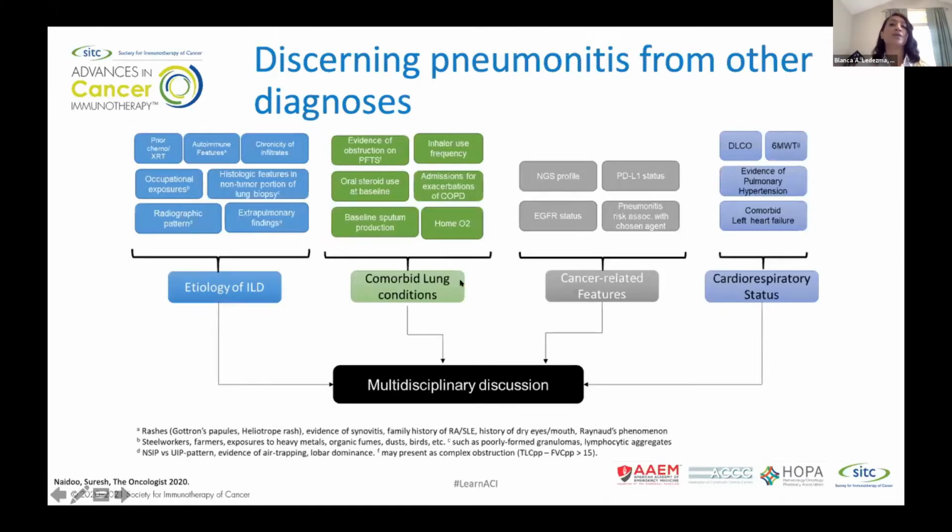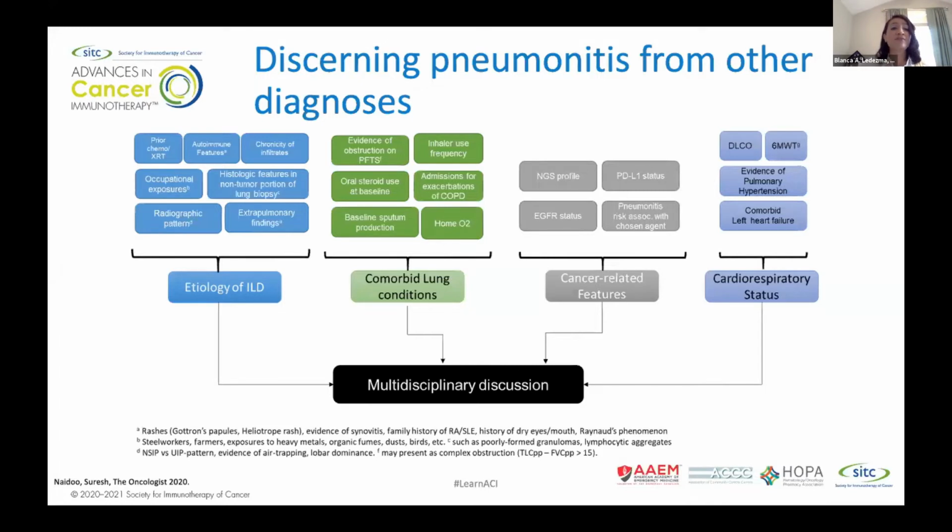Another thing that is really critical is that we look at the patient holistically and discern their symptoms of pneumonitis from other potential etiologies. Our patients don't just have a malignancy and don't just have symptoms from their immune checkpoint inhibitor. They have other underlying medical conditions, comorbidities, and it's important that we take a multidisciplinary approach once they present with symptoms and rule out other potential etiologies, because other underlying comorbidities can have the patient present with symptoms that really will mimic pneumonitis, but not be pneumonitis.